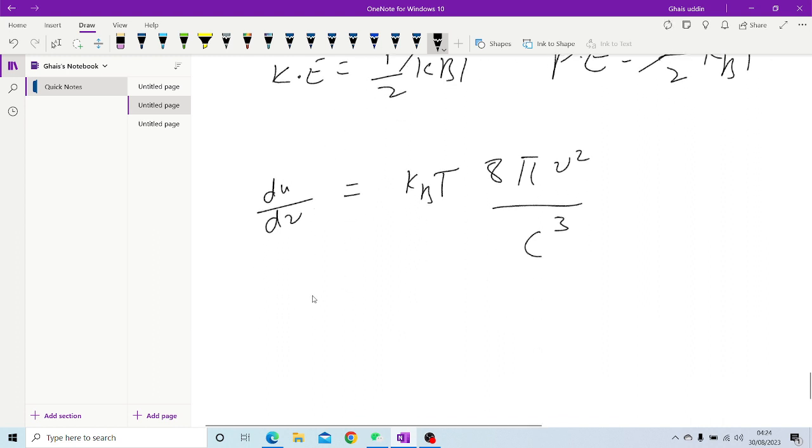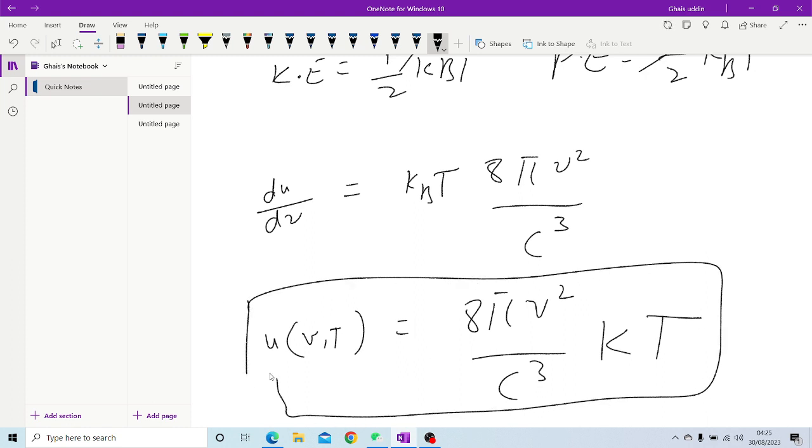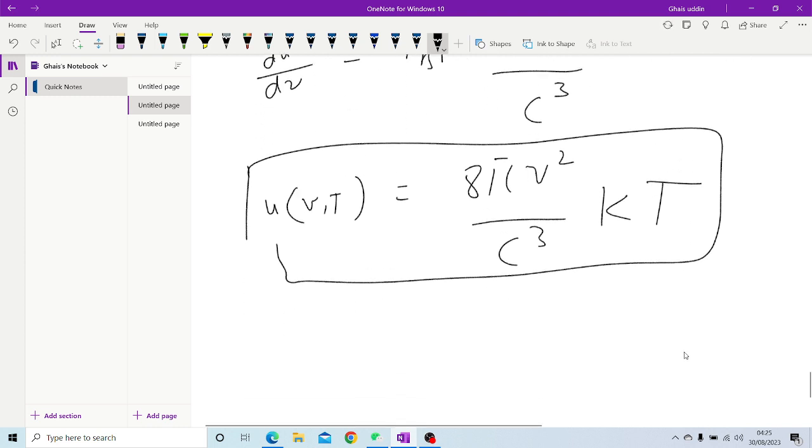We can also write this in another form, like this, as a function of ν and T, which is equal to 8π ν² divided by c³ times k_BT, like this. This formula is valid only for low frequency.